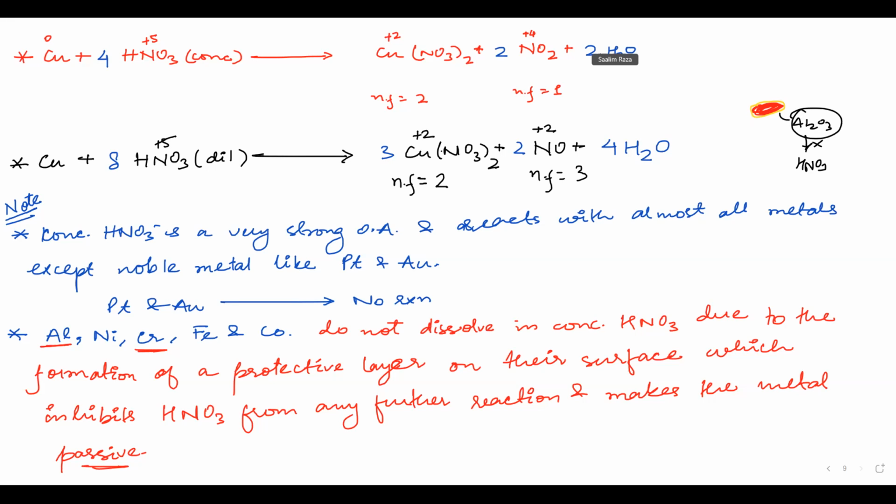Have you heard about the brown ring test? No, sir, I've not heard about the brown ring test. Okay. Have you heard about this word, salt analysis? Yes, sir. So in salt analysis, for the analysis of anions, there can be a nitrate anion also. Okay. So the brown ring test is a confirmatory test for nitrate ion in a salt.